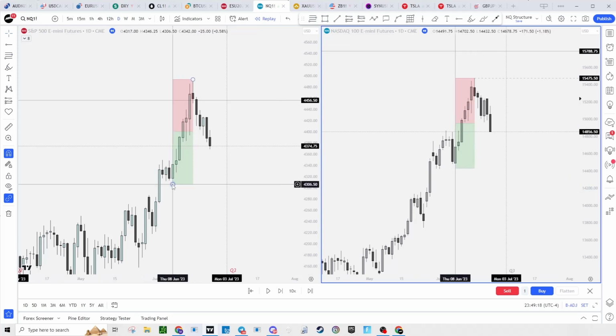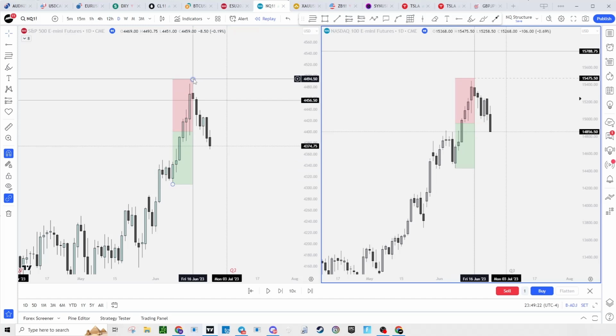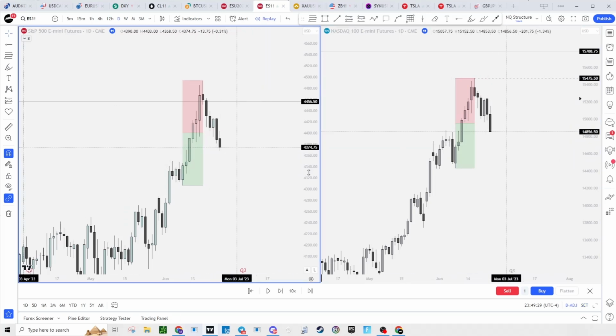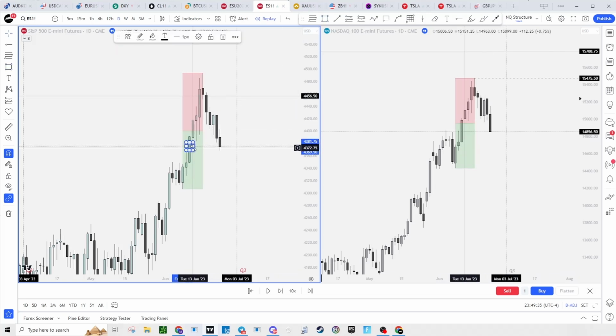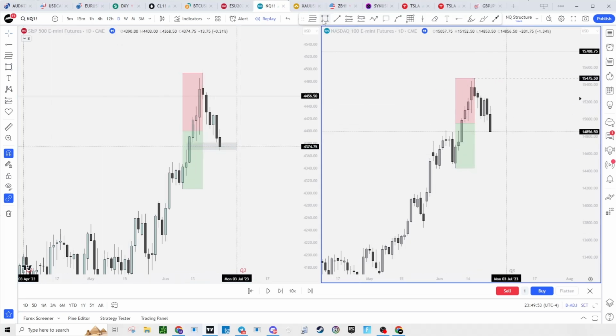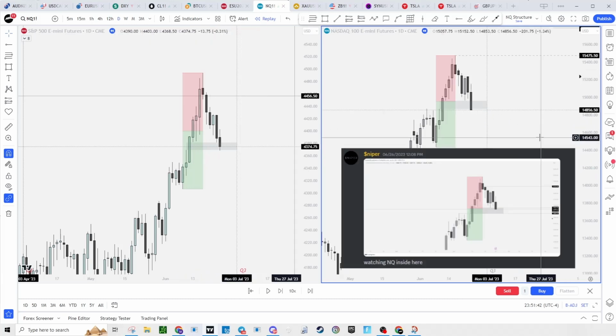So we have our most recent energetic swing that took out the external range liquidity for buy side, and the same thing for NASDAQ. And as you can see, once price took out our external range liquidity, we retraced into a discounted daily bullish fair value gap, and the same thing occurred on NASDAQ here.